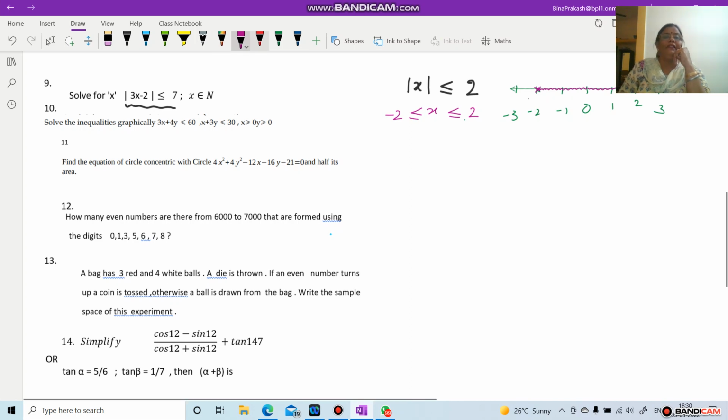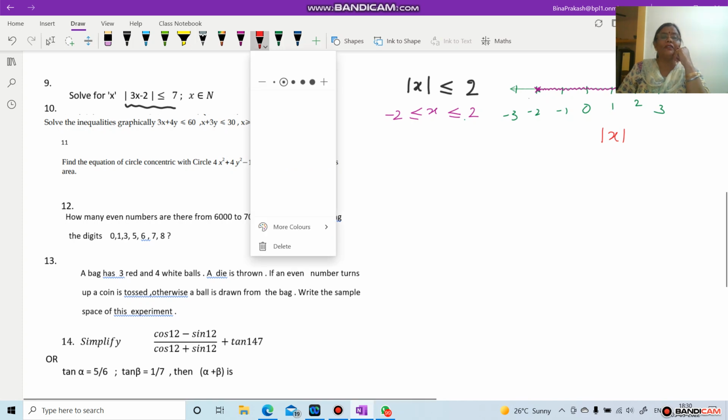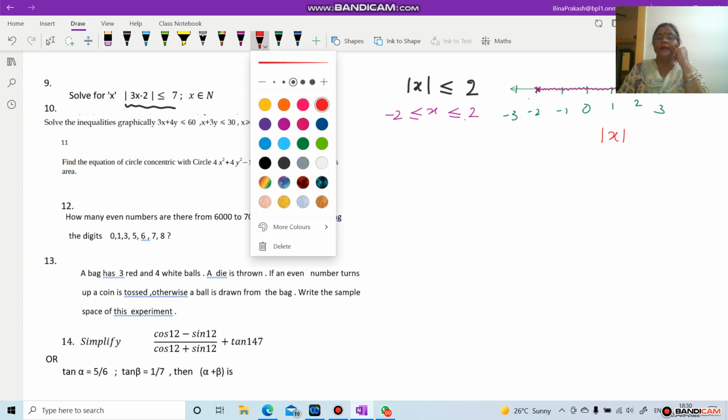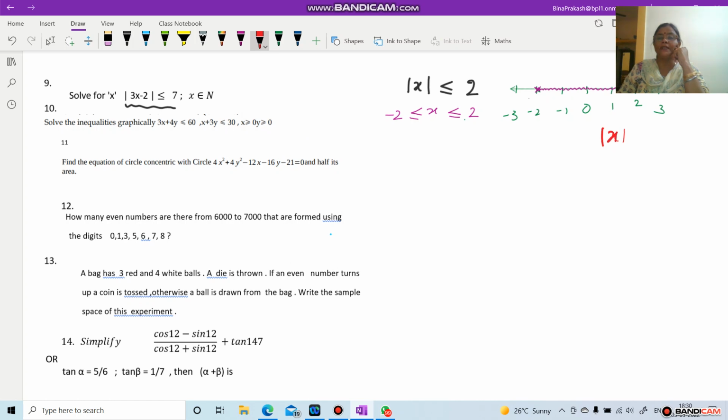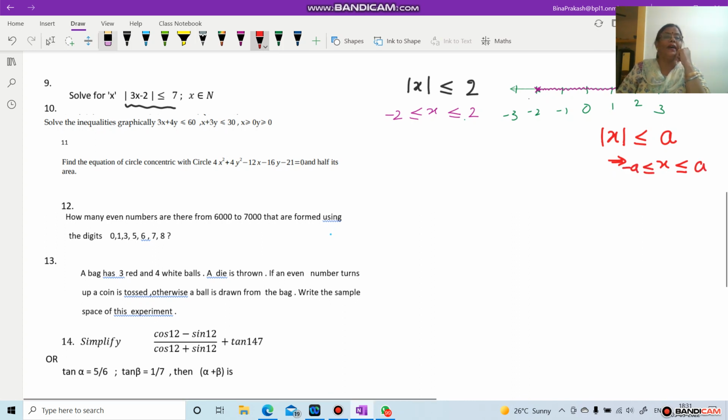So in general, if you come across modulus of x less than some real number a, this implies that the value of x will always be between -a and +a. Any value between -a and +a will satisfy this inequality. So this is the information that you need to use.